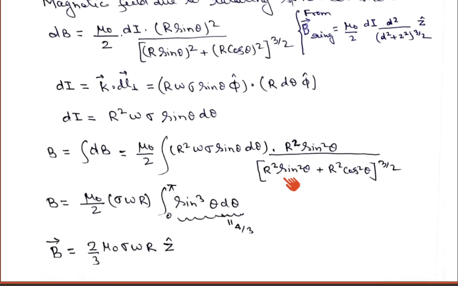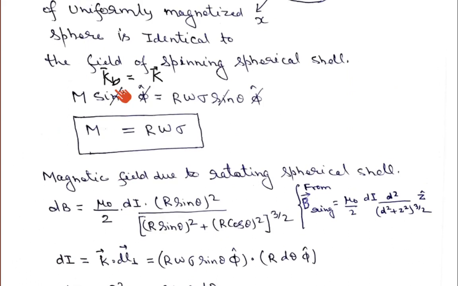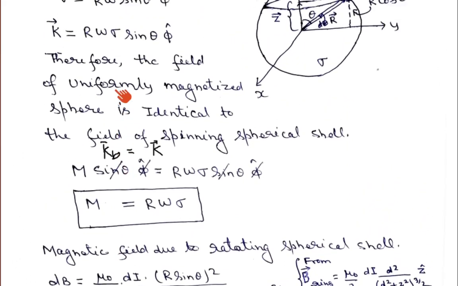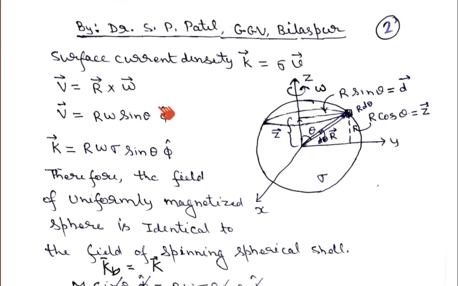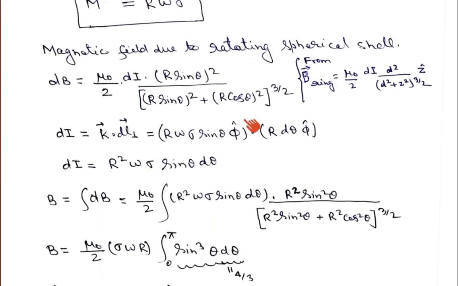We know that surface current density can be defined as dI upon dl perpendicular. So dI will be equal to K into dl perpendicular. The surface current density K, which we have calculated, is r omega sigma sin theta phi unit vector. And dl perpendicular is r d theta. So dI is r square omega sigma sin theta d theta, that is the value of dI.